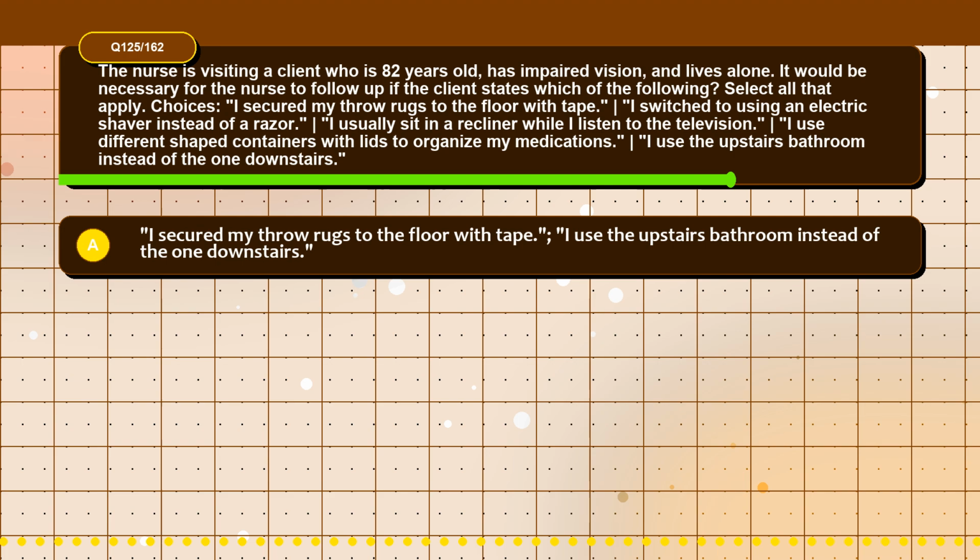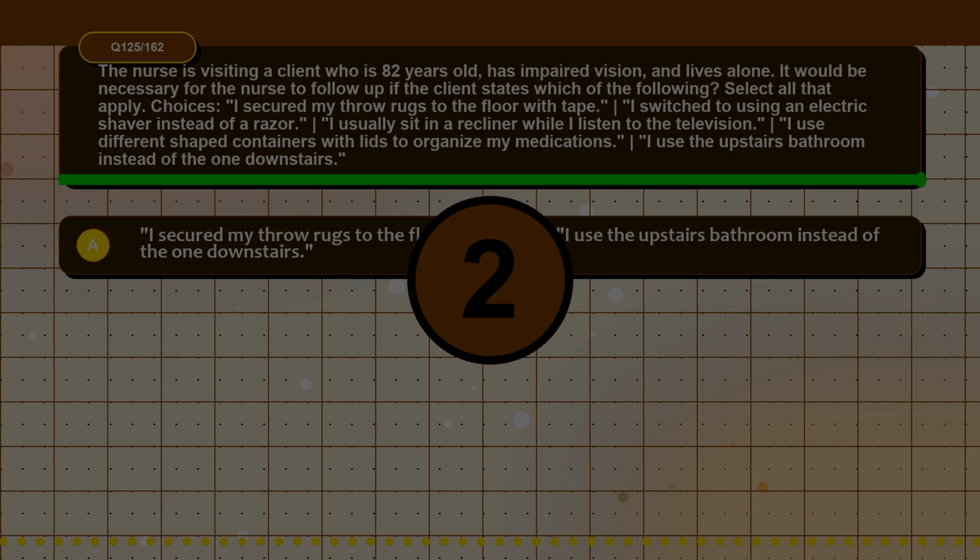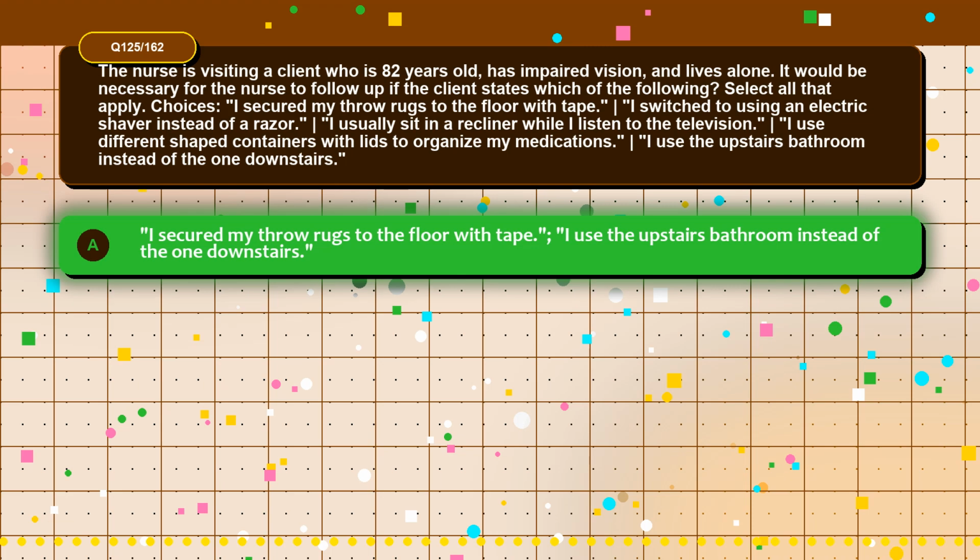Here are the options. Option A. I secured my throw rugs to the floor with tape. I use the upstairs bathroom instead of the one downstairs. The correct answer is option A. I secured my throw rugs to the floor with tape.